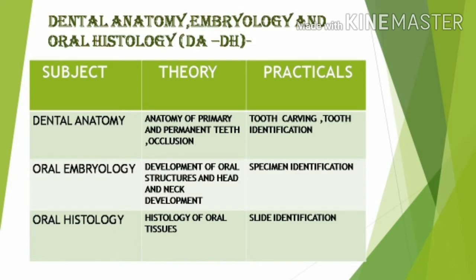For the first subject, dental anatomy, embryology and oral histology, in short DADH, there are three divisions, that is dental anatomy, oral embryology and oral histology. In dental anatomy, you will learn about the anatomy of primary and permanent teeth and about occlusion in theory. And for the practicals, you will learn tooth carving on wax blocks and tooth specimen identifications. For oral embryology, you will learn about the development of oral structures and head and neck development in theory, and for practicals, you will learn about specimen identifications. For oral histology, you will learn in detail histology of oral tissues in theory, and for practicals, you will learn histology slide identifications.